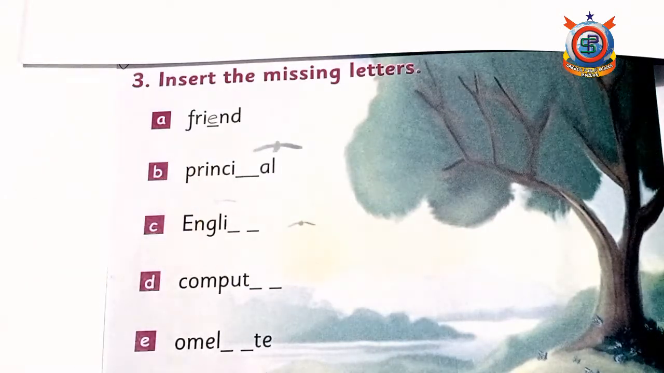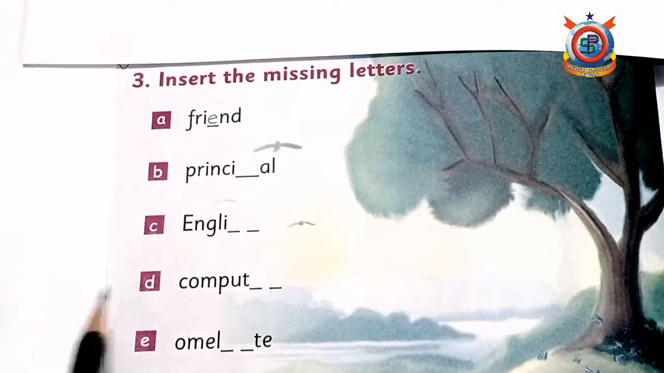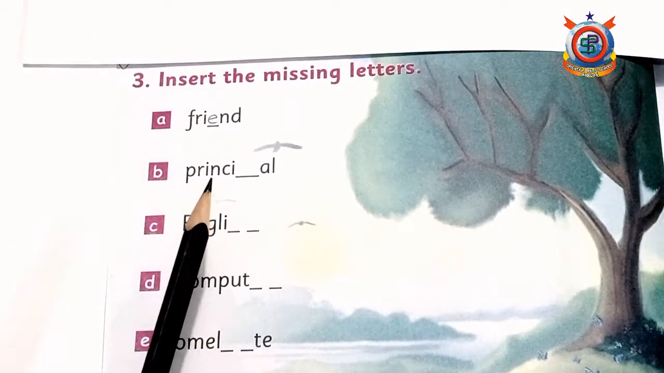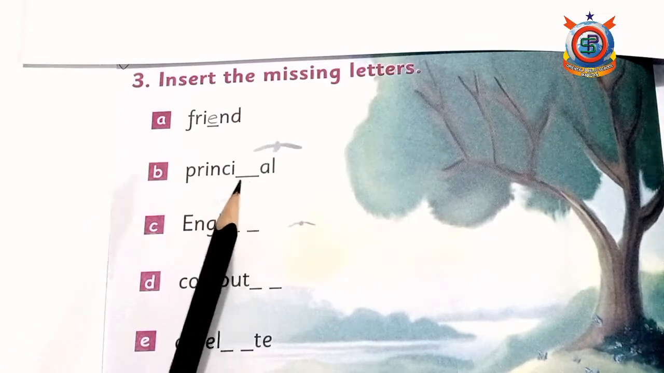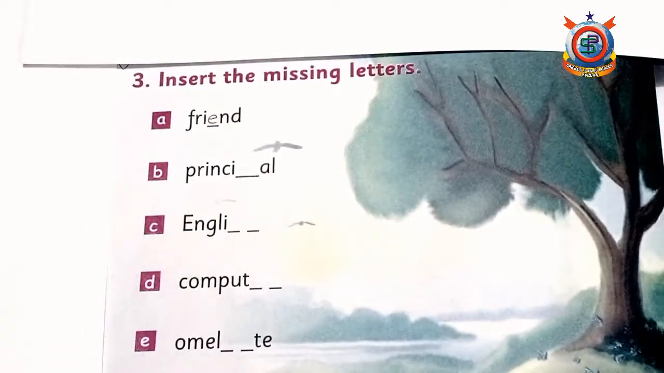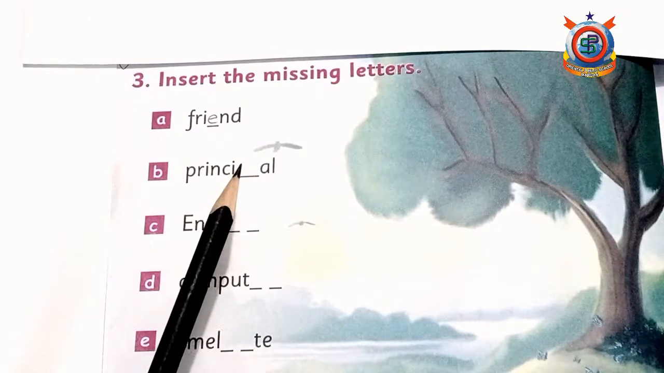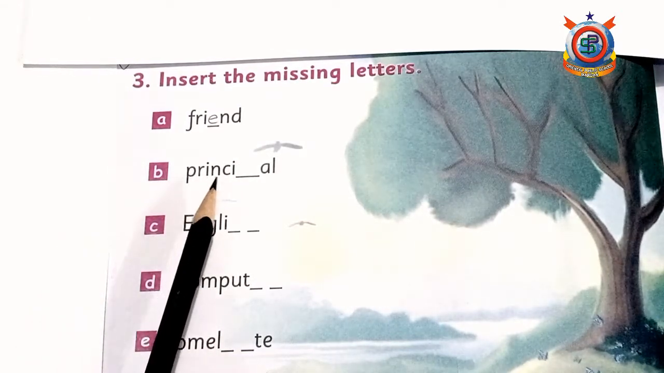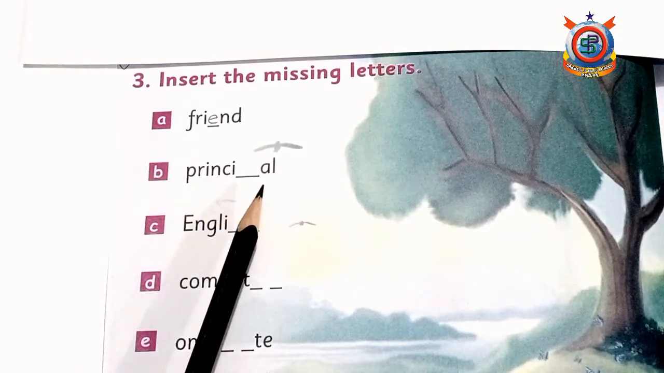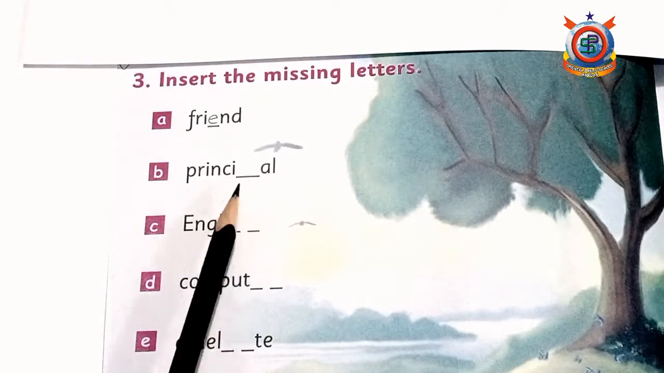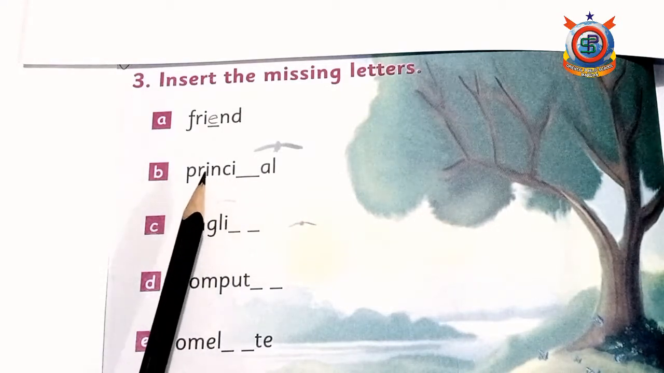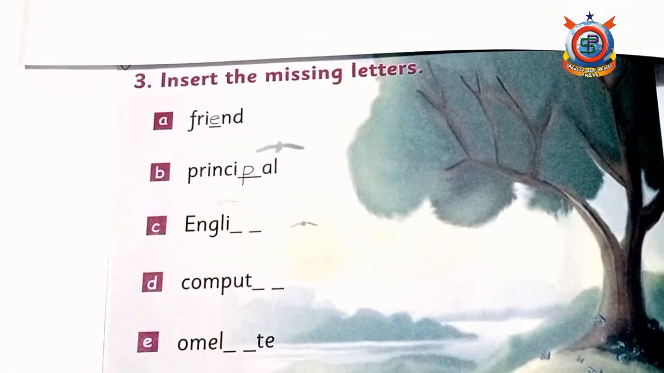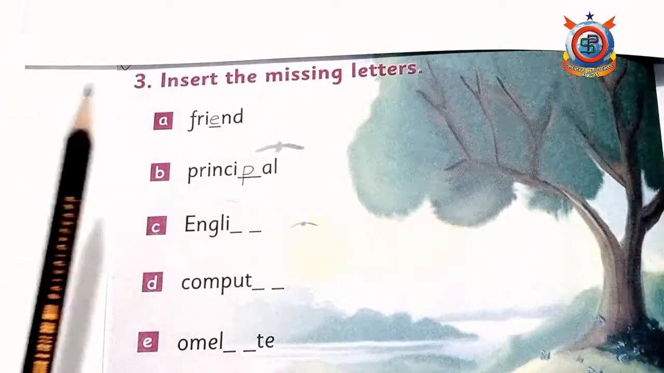Now moving towards B part. B is P-R-I-N-C-I, then a space, A-L. And you have to find the missing letter. So which letter is missing, students? P-R-I-N-C-I-P-A-L. Very good. This is principal. Write with me, students. We will read this one once again.